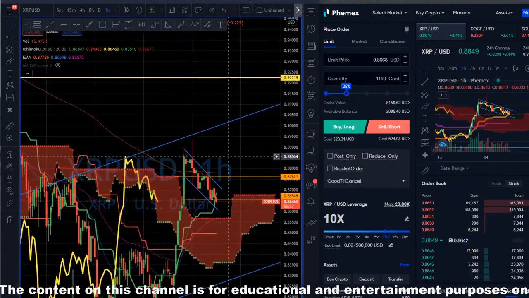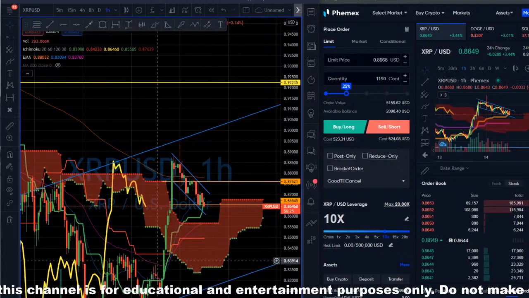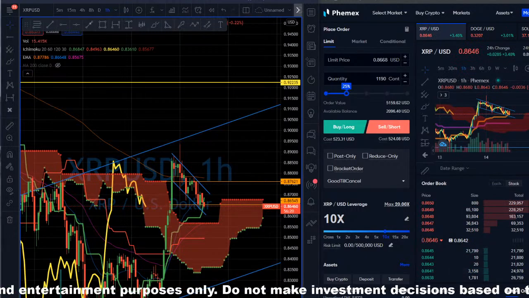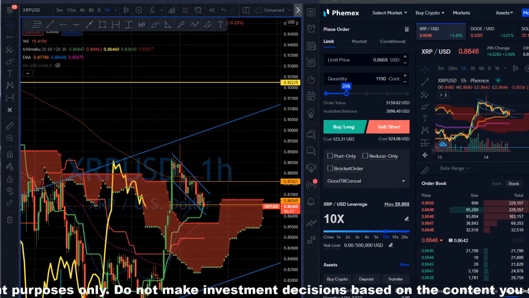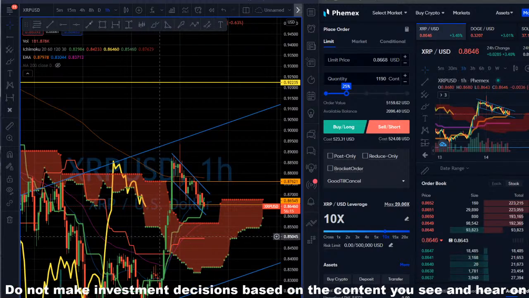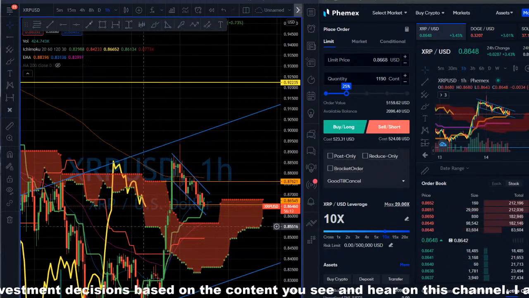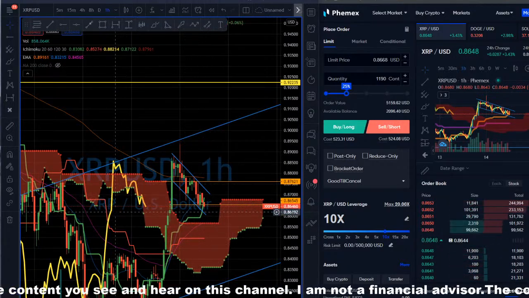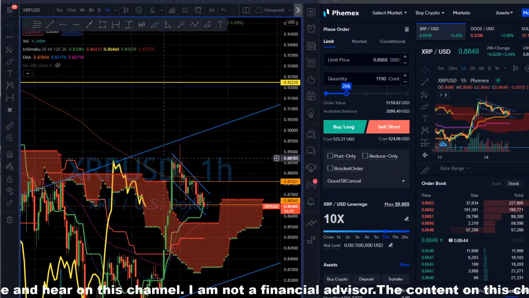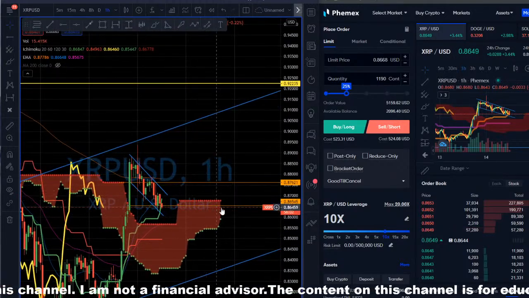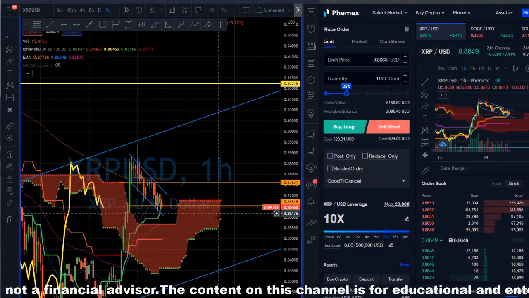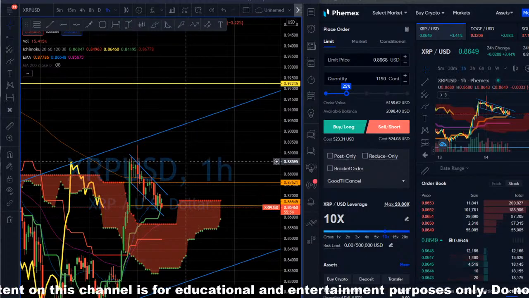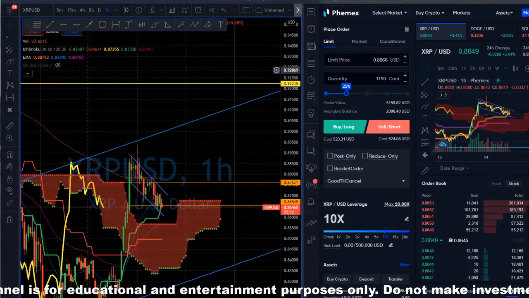So basically, what you want to do is wait for the conversion line to be up here above the cloud, the lagging span above the cloud, and you're supposed to have a green cloud forming right over here. So that's what you're supposed to be waiting on when you're trying to trade Ichimoku.